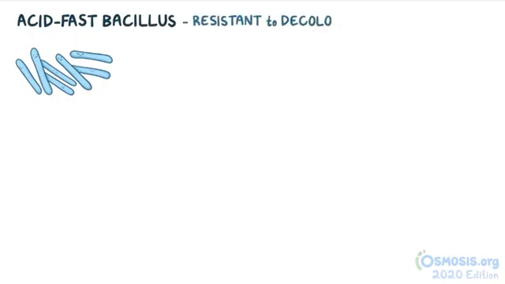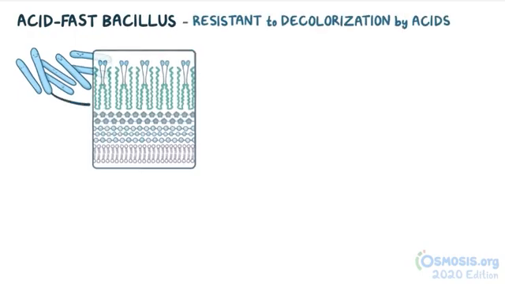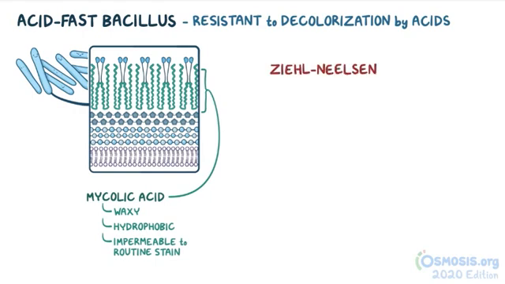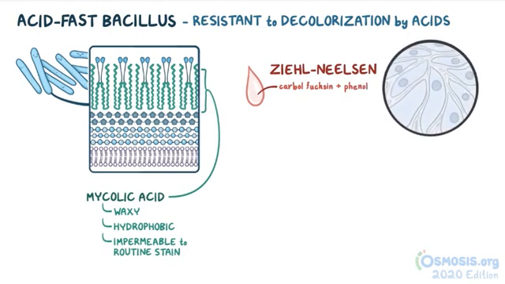Now, Mycobacterium leprae is an acid-fast bacillus, which means it's resistant to decolorization by acids, and it has a high content of mycolic acid in its cell wall, which makes it waxy, hydrophobic, and impermeable to routine stain like gram stain. So it needs special staining methods to be visualized, like Ziehl-Neelsen staining, which uses carbol fuchsin combined with phenol, which is able to penetrate the waxy mycobacterial cell wall.